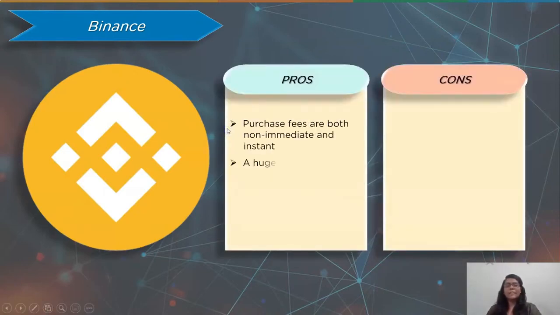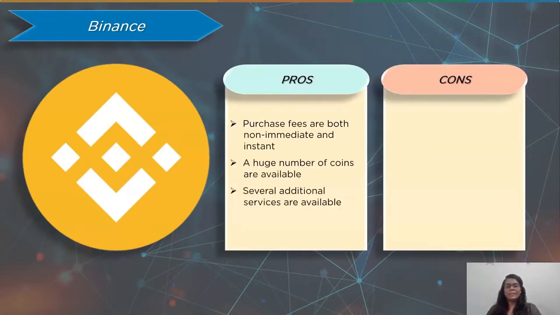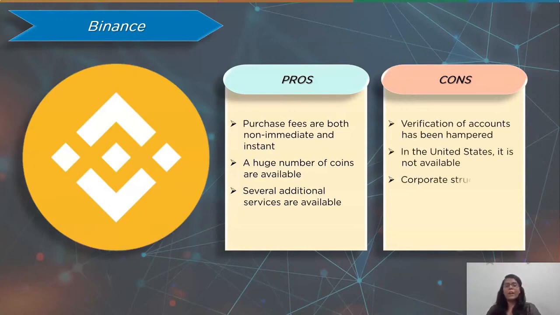Binance purchase fees are non-immediate as well as instant. Also, a huge variety of coins is available on its platform. Along with this, it offers various other services. Coming to the cons, account verification can be hampered, it is not yet available in the United States, and its corporate structure is pretty opaque.